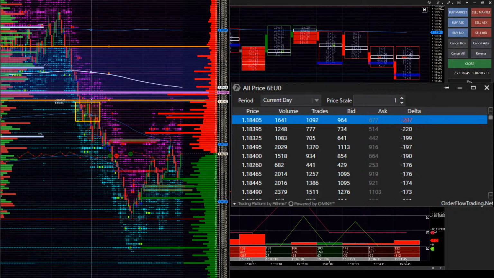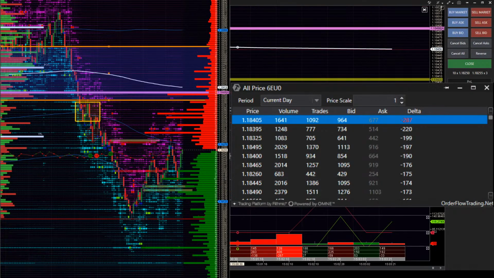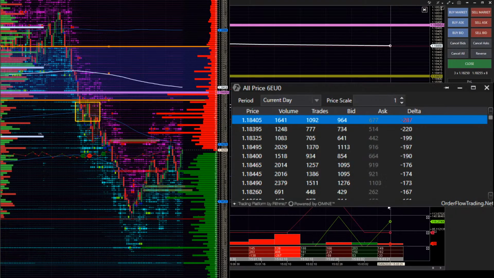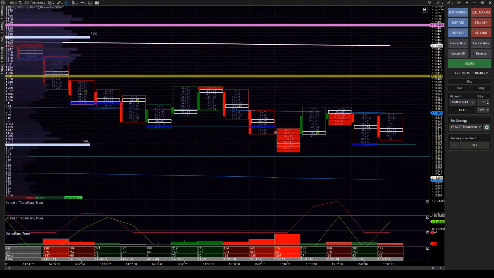I think it was this one, 15:00. Okay, got it. Let me remove this from the screen so you can see it better. Remove this, our price, we have the price, and let's remove the chart.